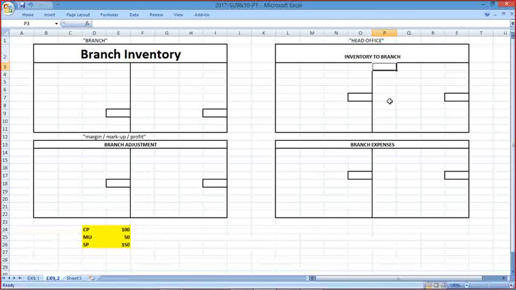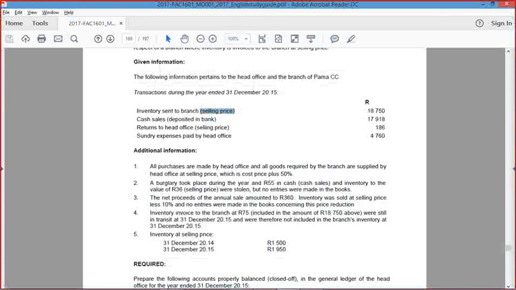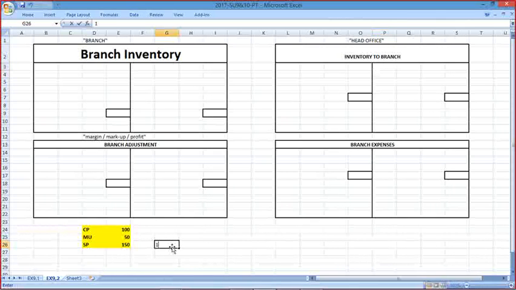Inventory to branch. How much did they give? They gave 18,750, but that included a markup of 50%. Yes. So 18,750 is the selling. Can you work out the cost? Do you know how to do that? Yeah, that's 50%. All right, so work it out quickly. Let's see what you get.